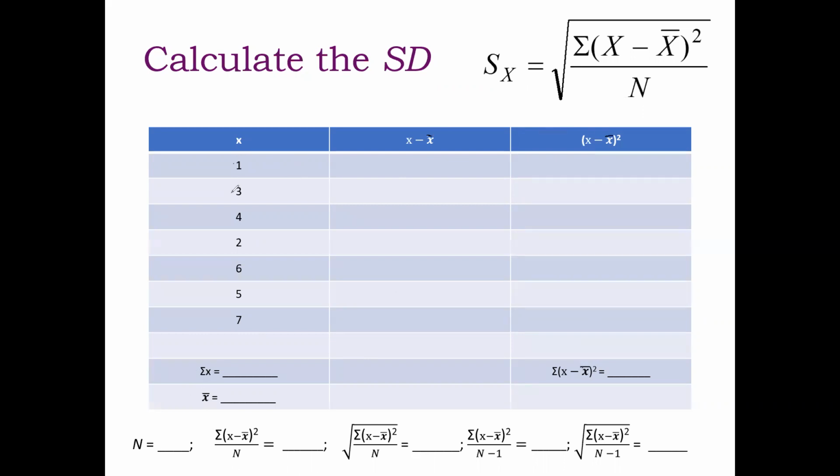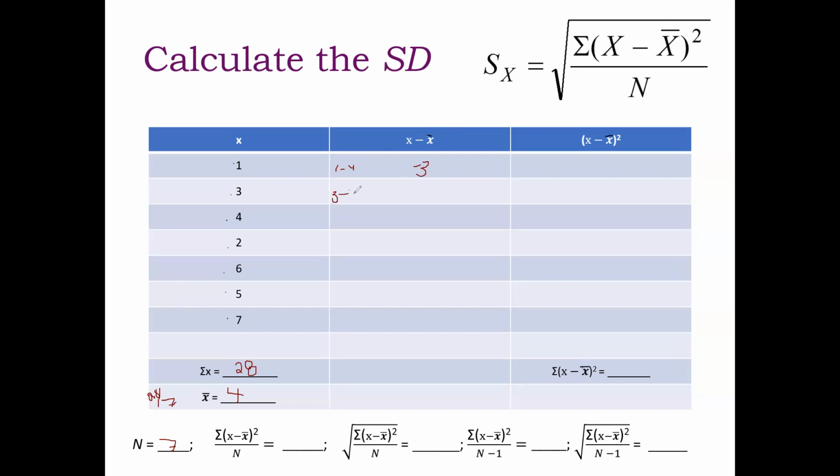So N is 1, 2, 3, 4, 5, 6, 7. N is 7. The sum of X is 1 plus 3 is 4, 8, 10, 16, 21, 28. So the mean of X is just 28 divided by 7, which equals 4. Now to calculate the deviation of each score, we just subtract 4 from it. So 1 minus 4 is negative 3.